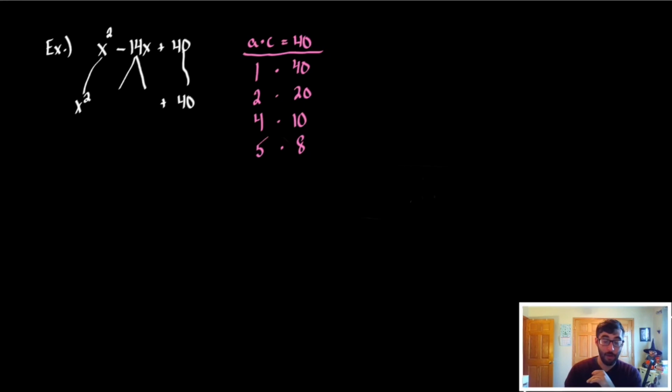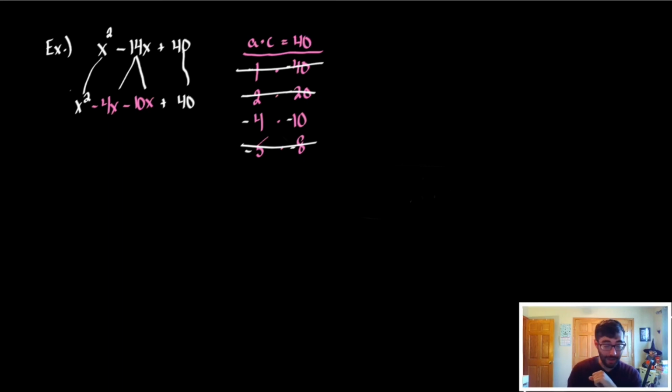Now, the only thing is, I do need to multiply to a positive number, but I do need to add to a negative number. As is, none of these are going to work. However, if I change both numbers to negatives in each pair, that's still going to end up multiplying to a positive 40, but now I can actually add to a negative number. So negative 1 times negative 40 does multiply to 40, but it does not add to negative 14. Neither does 2 and negative 20, and neither does negative 5 and negative 8. However, negative 4 times negative 10 gets me positive 40, and negative 4 plus negative 10 gets me negative 14. So this is our pair, negative 4x and negative 10x. So these would be our two numbers.